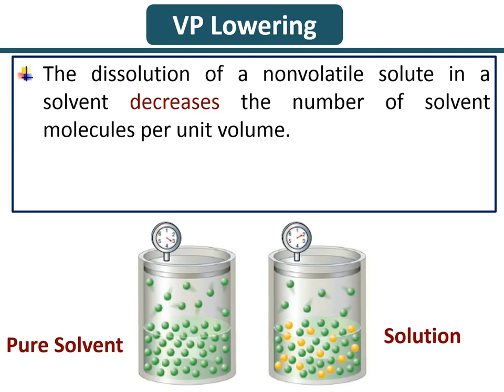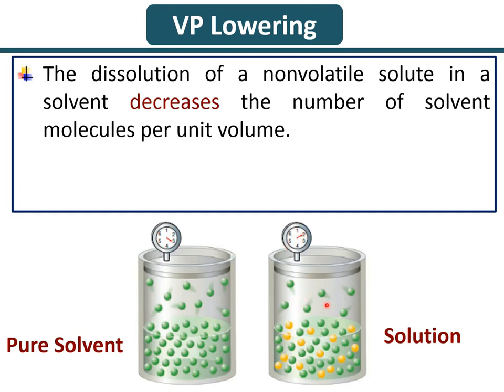So the dissolution of a non-volatile solid in a solvent decreases the number of solvent molecules per unit volume. Look at this image here. This is a pure solvent, okay? If you mix a non-volatile solid, which is the orange particles here, with solvent particles, which are green in color, the number of solvent molecules per unit volume in the solution will decrease, and of course that will decrease the escaping tendency of the solvent particles to the gas phase. And that definitely will decrease the vapor pressure.